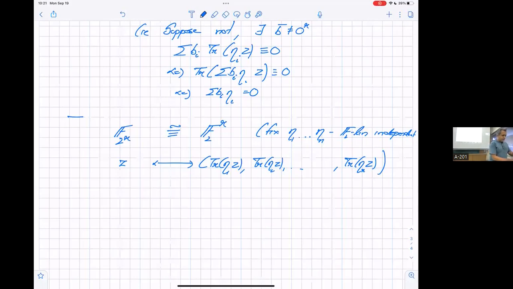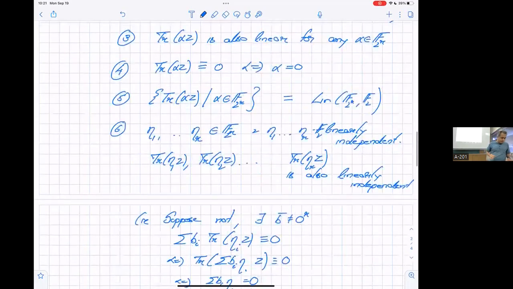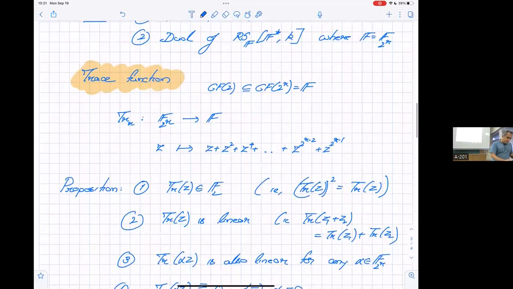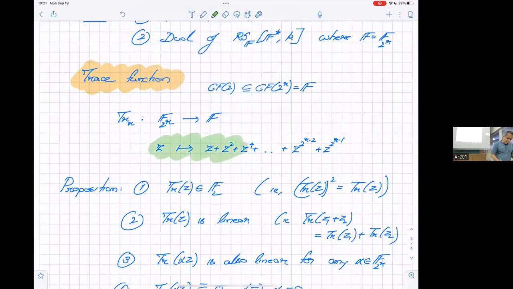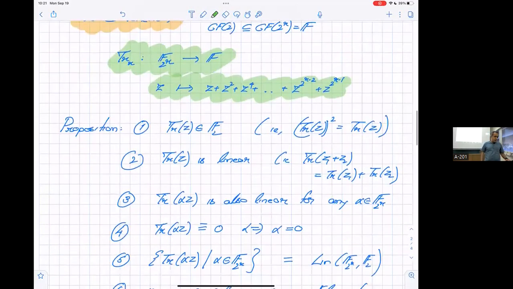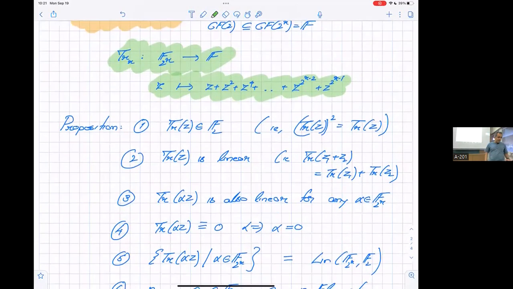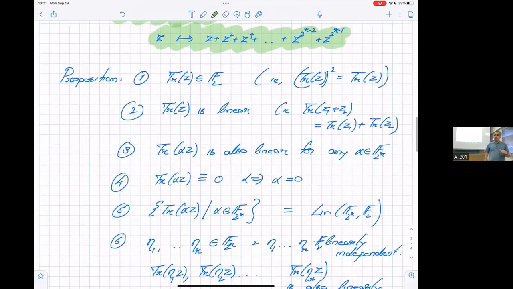So that's all about trace. Any questions about trace? Trace was this simple function which we defined this way. That's the trace map, and it has all these properties. Right now, I'm stating all these properties only for GF(2), but there's nothing over here which is particular about the smaller field being GF(2). It's true for any finite field extension. I could have done exactly the same operation. Questions?